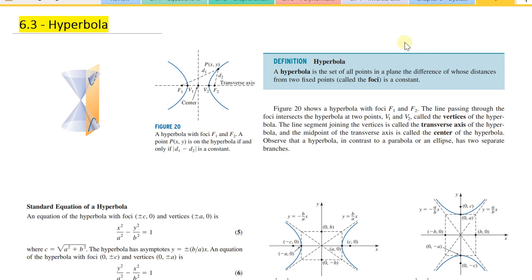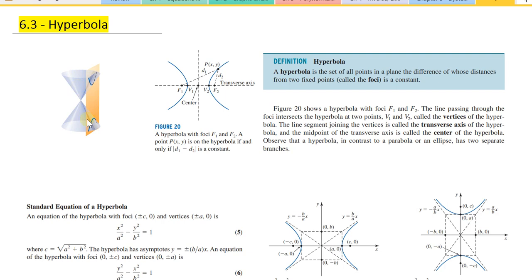In section 6.3, hyperbolas, let's look at the last of our conic sections. Remember, the four conic sections were parabola, circle, ellipse, and hyperbola. So we're looking at the hyperbola. If you recall the hyperbola, that's when the flat surface crosses the double nap cone.